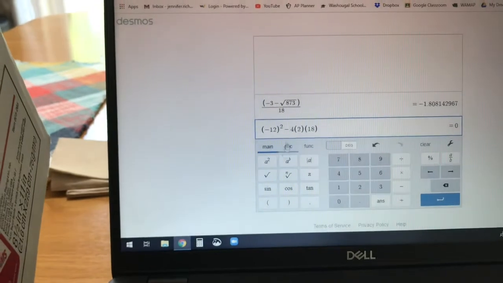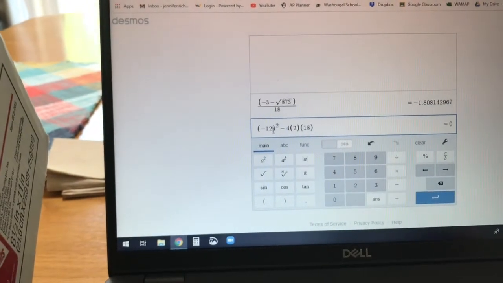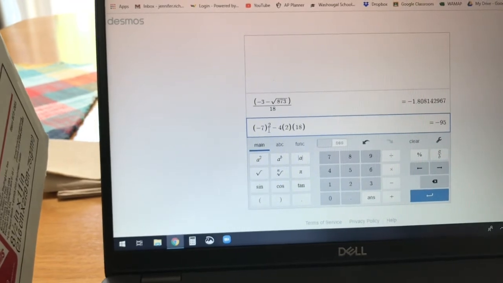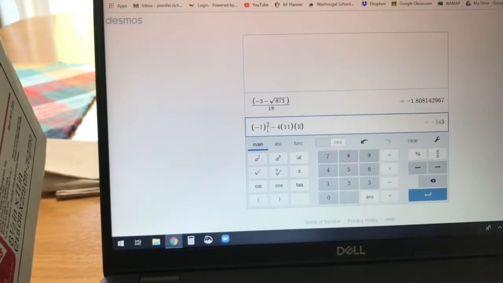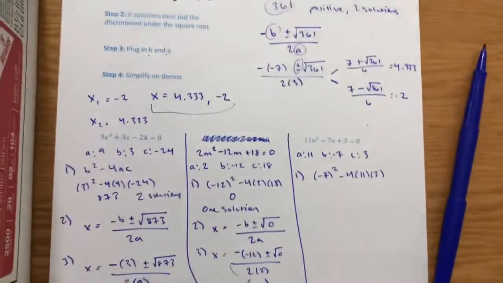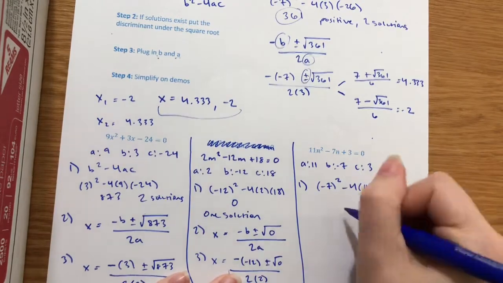So I'm going to change my discriminant one. And we've got negative 7 this time. Negative 7 squared minus 4 times 11 times 3. Oh, I got a negative. We got negative 83. So my answer for this one is negative 83.